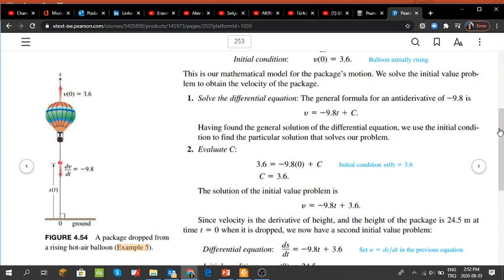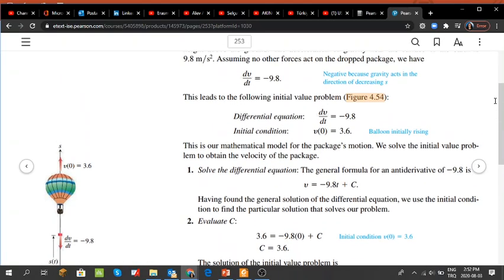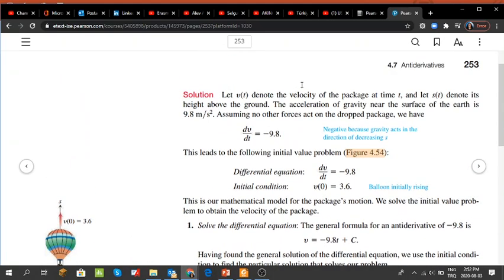So how are we going to deal with this problem? Let's go back to the question. Solution. We are going to say V of t is the velocity of the package at time t, and S of t denotes its height above the ground, and the acceleration of gravity, it is known, is 9.8 meters per second squared, I'm sorry.